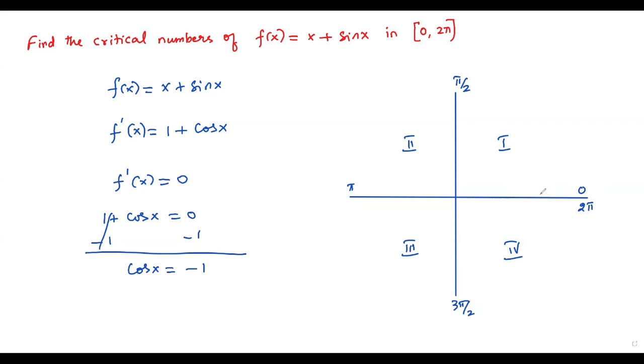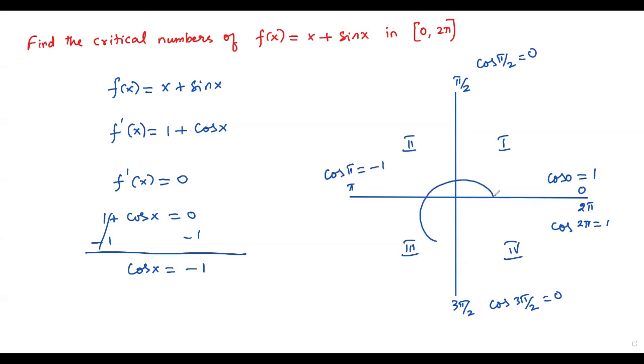Now let's consider the value of cosine at these 4 corners. Here, cosine 0 equals 1, and for 2 pi also, the value of cosine is 1. Now let's consider this portion: cosine pi over 2 equals 0. At this portion, the value of cosine is 0, that is, cosine 3 pi over 2 equals 0. At this portion, what's the value of cosine? It is equal to negative 1, that is, cosine pi equals negative 1.